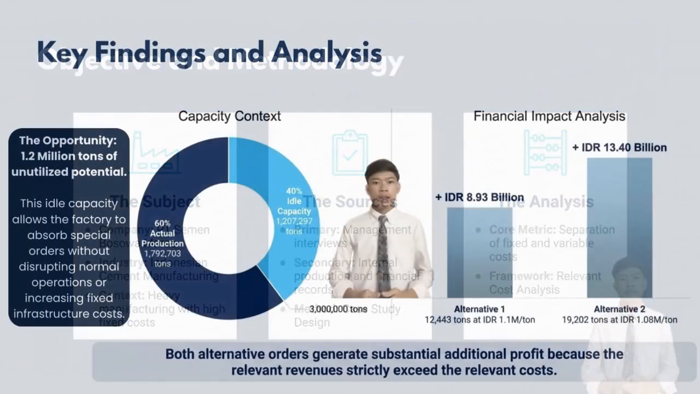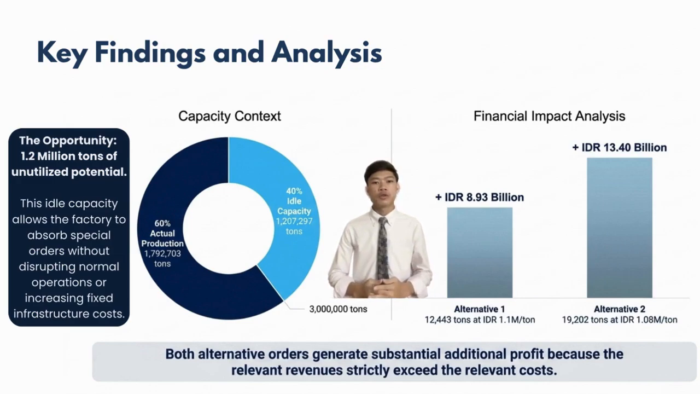The study found that PT Semen Bosowa Maros had a large amount of unused production capacity known as idle capacity. The company's normal production capacity was 3 million tons, while actual production was only about 1.79 million tons. This resulted in idle capacity of more than 1.2 million tons. Because the company still had unused capacity, management considered accepting additional special orders.